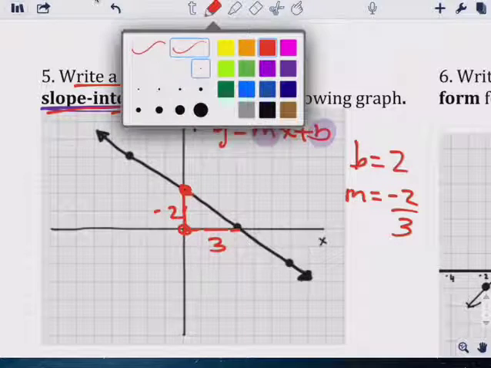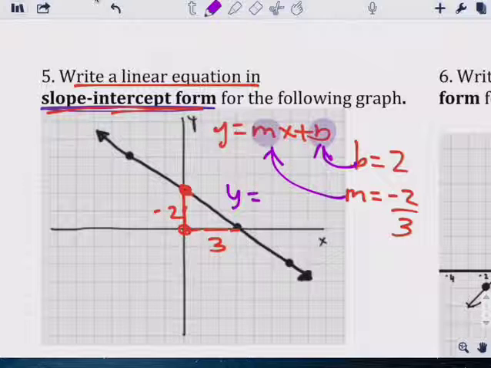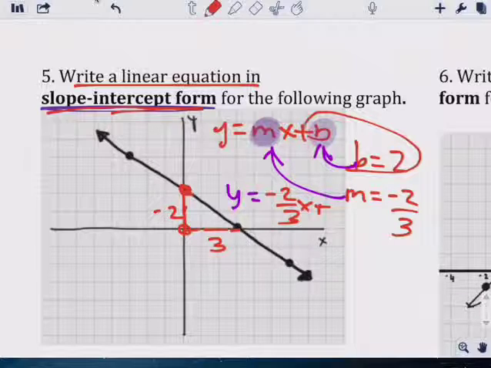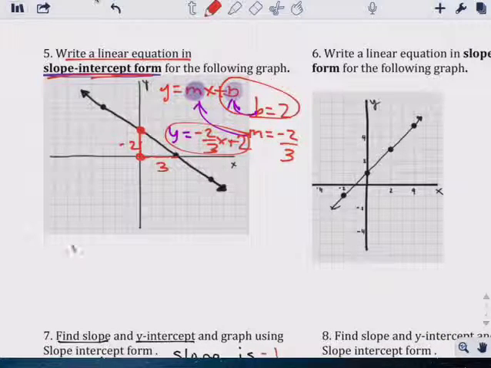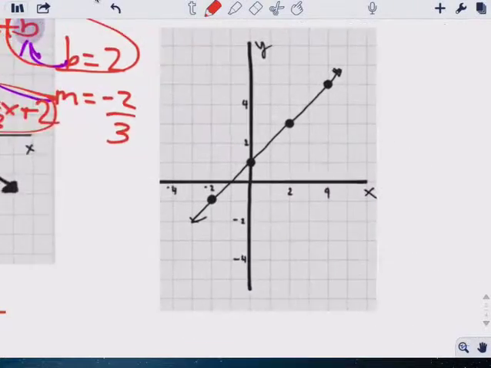So what you do is you substitute this into here and that into there. So your answer is y equals negative 2 over 3 for this m. And then don't forget this x right here, x plus. Now instead of writing b, we write 2. And that's our answer. So our answer is y equals negative 2 over 3x plus 2. Okay, so same thing here.